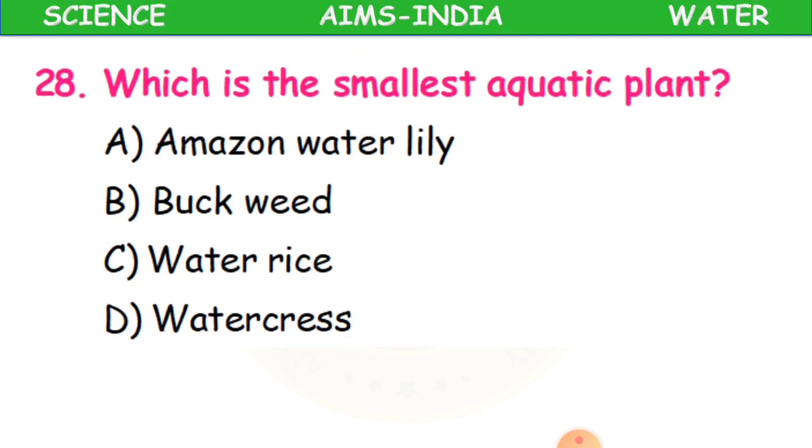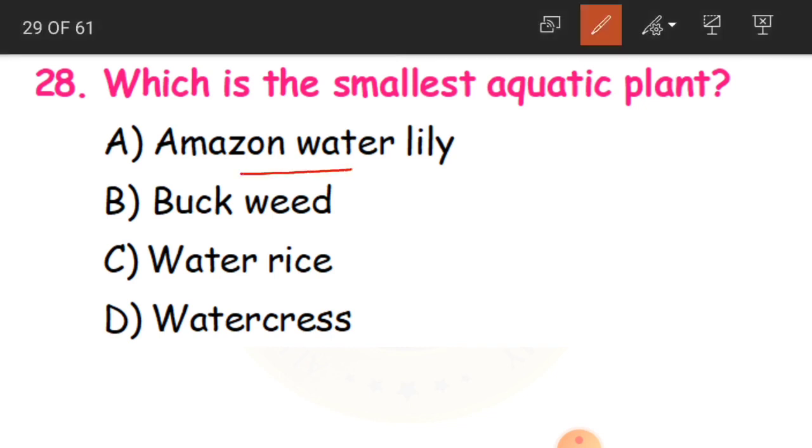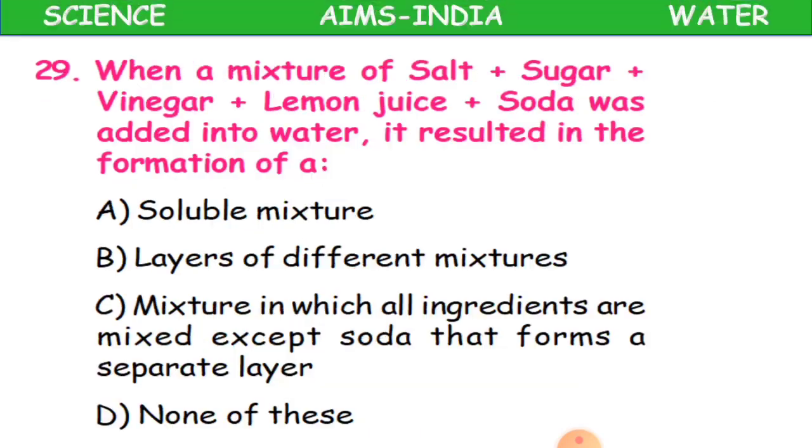28th question, children. Which is the smallest aquatic plant? Okay, so Amazon water lily, buckwheat, water rice and watercress. So it is buckwheat. Okay, clear, children? Now we'll go with the 29th question.